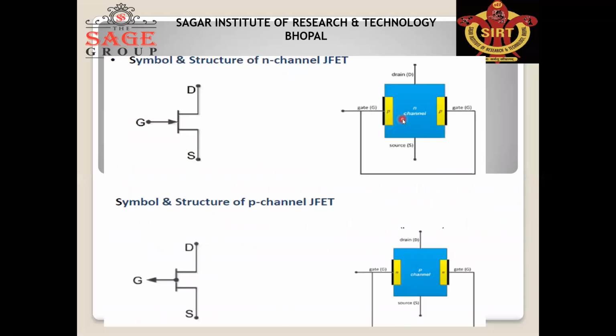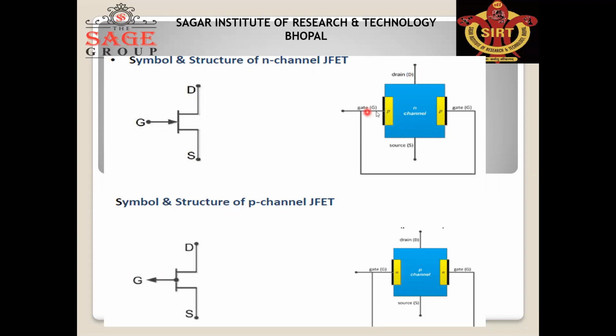This is the circuit symbol. Here we have taken an N-type semiconductor bar, and two opposite type semiconductors, P-type, are fabricated on the two opposite sides of this N-type bar. So this will be P-type and this will be P-type. Two terminals are taken from the ends of the bar, and one terminal is known as source and the other terminal is known as drain.